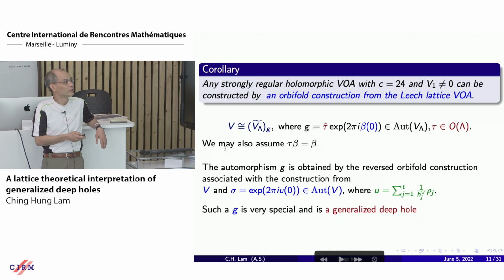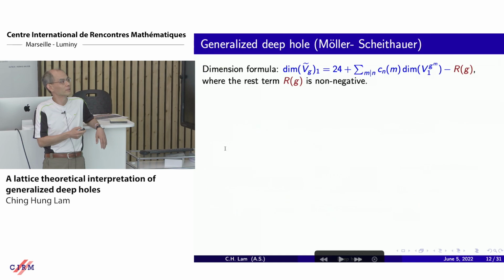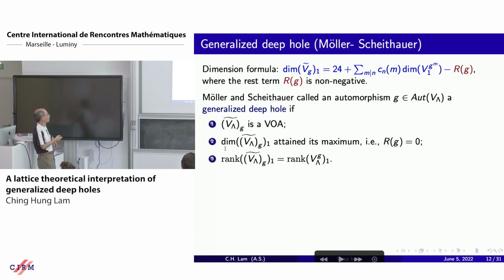So what is a generalized deep hole? Well, we just mentioned there's some kind of dimension formula here. There's some kind of remaining term, which is non-negative, and it has a minus sign here. So essentially, what Möller and Scheithauer defined is that this R_G will be zero in some sense. So here is how they define a generalized deep hole. G will be an automorphism, and it's a generalized deep hole.